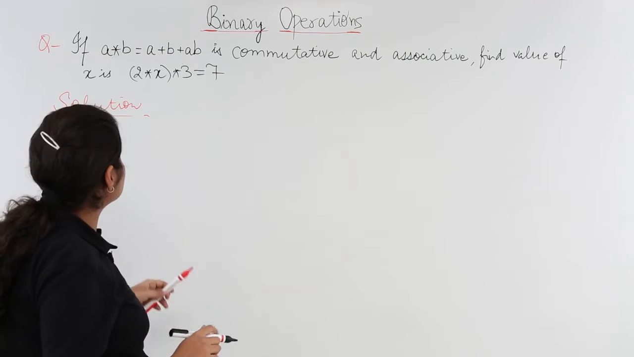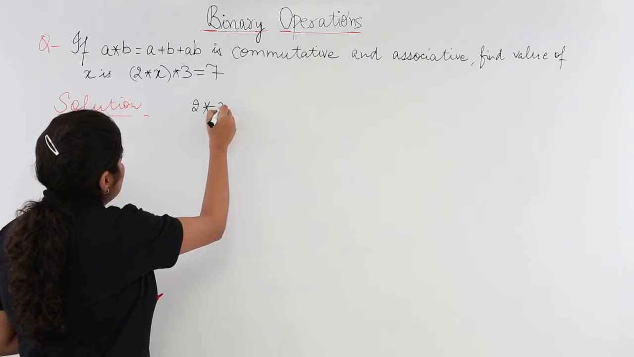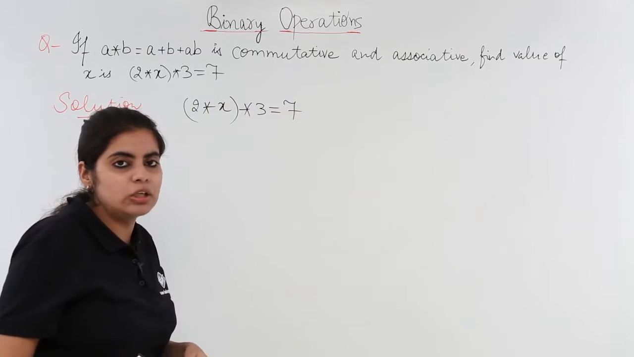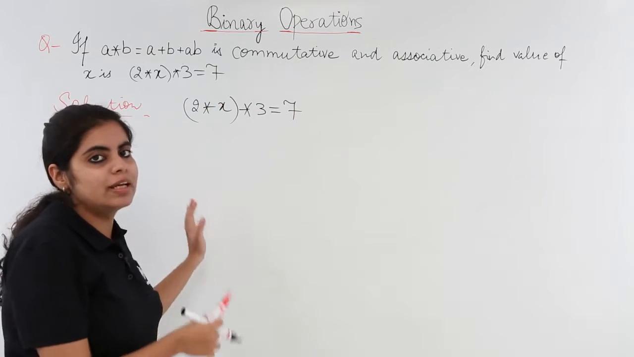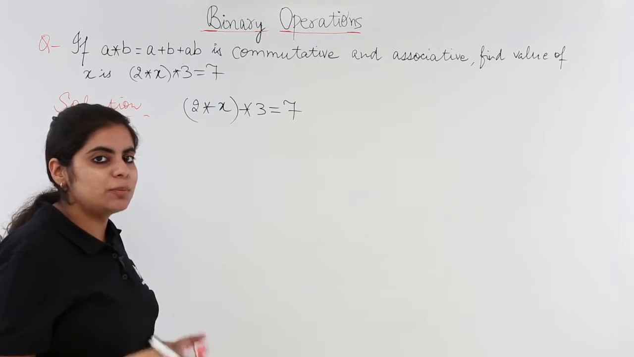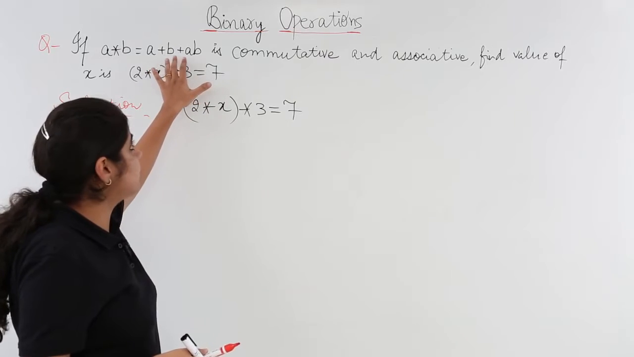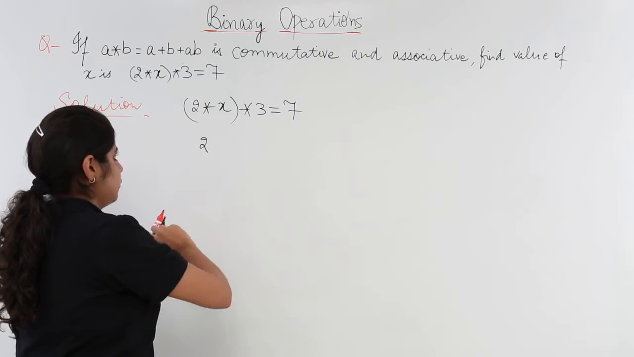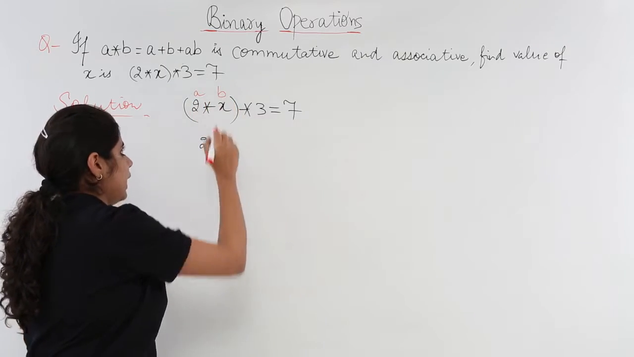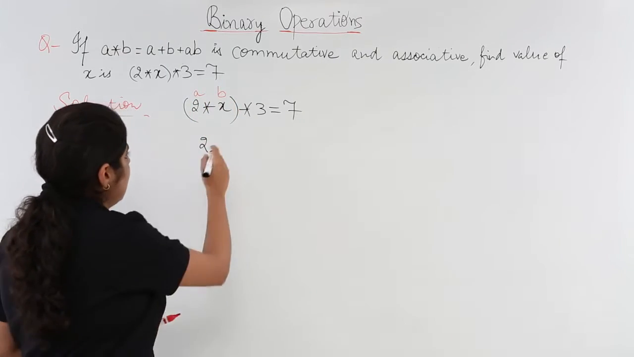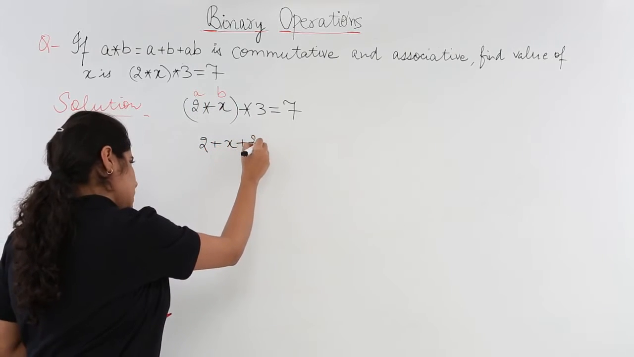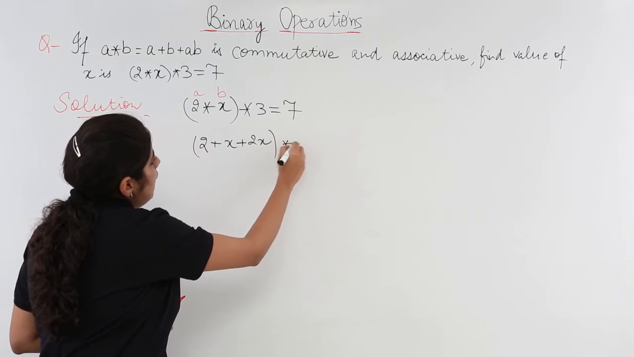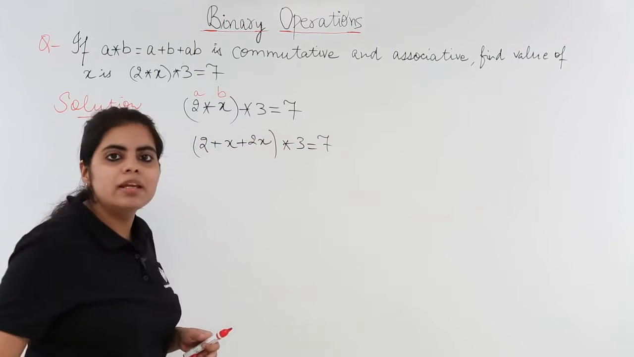Let us see what the solution has to say. It is 2 star x star 3 is equal to 7, because we have to find the value of x. So, I wrote it again so that we get things more clearer. Now, A star B is given to me as A plus B plus AB. So, if I take this 2 as A, I take x as B, it is A plus B plus AB, and the bracket will remain, star 3 will remain, 7 will remain.